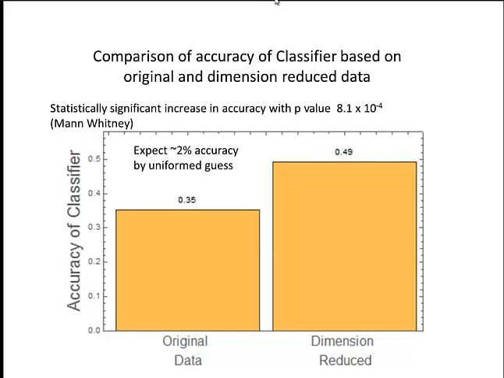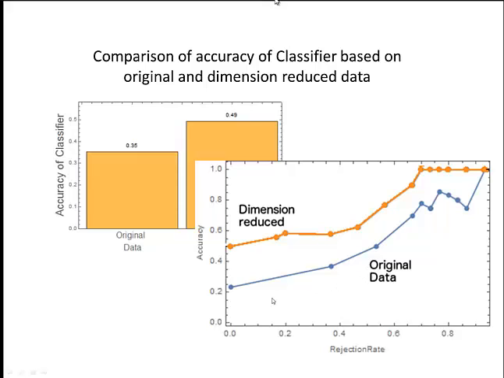There are other ways of observing this difference in accuracy as well. We can look at the accuracy as a function of rejection rate. What this means is, if we set a threshold below which the probability of belonging to a particular class is too small, we reject that data point as being unclassifiable. We can look at the accuracy as a function of that rejection rate. So you can see clearly the reduced dimension data set is giving a much higher test accuracy. Just to be clear, this is an estimate of the test error. So we're testing on gene expression profiles that weren't used to train the classifier here.